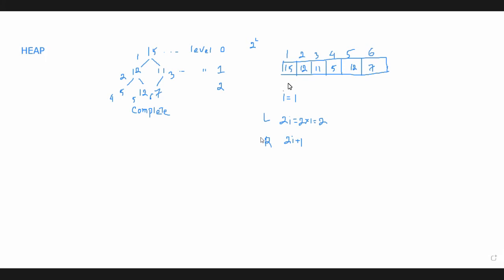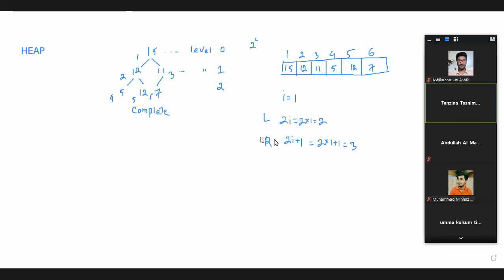Yes. Okay. So for 15, which one is the right child? Use 2i plus 1. So here I equals 1. So 2 into 1 plus 1 equals 3. That means the right child of that node 15 is placed in which location? 3. So 11 is the right child of 15.